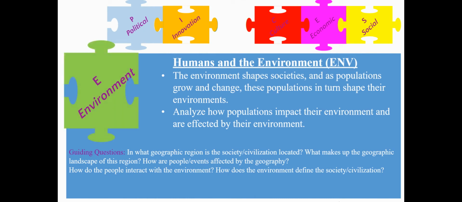So in the environment, we have E for environment. Humans in the environment specifically. Really what we're looking at here is how populations impact their environment and how they are impacted by their environment. Environment shapes societies. Populations will grow and they will change. These populations shape their environment for the better, usually for the worse, though. But what we've seen is the environment will strike back. Great example, the Nile River in Egypt versus the Tigris and Euphrates rivers of Mesopotamia.